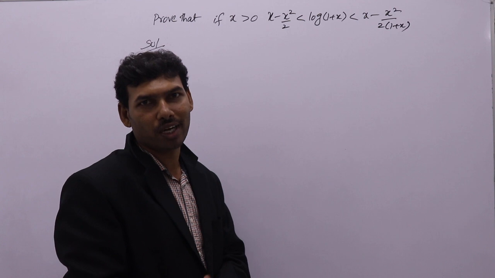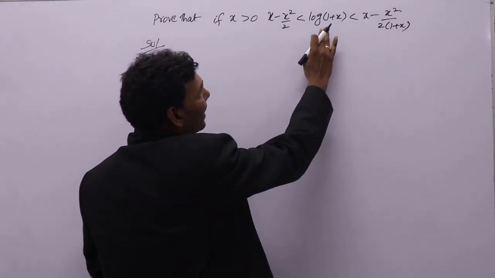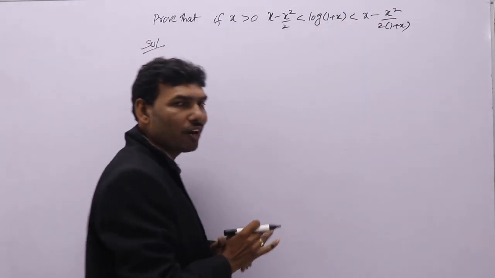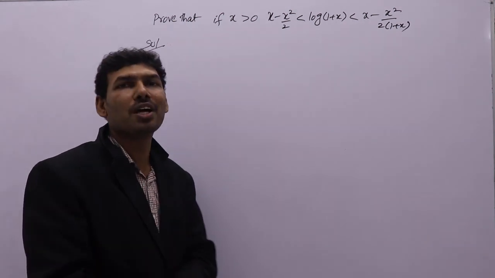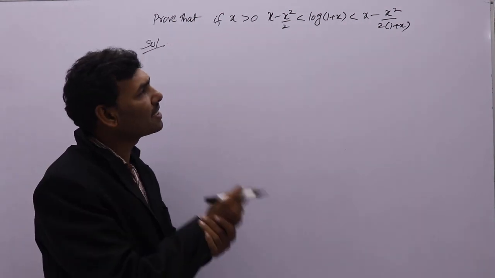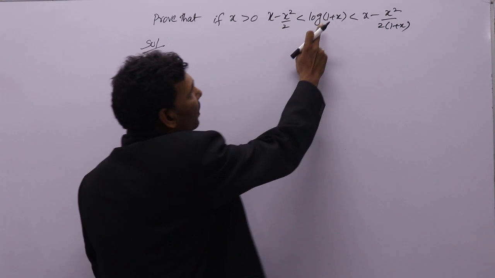First part will be over. Next, the second part: by taking this one and this one as g of x, again we will prove g of x is a decreasing function, then g of x is less than 0, and then you will get the second part.